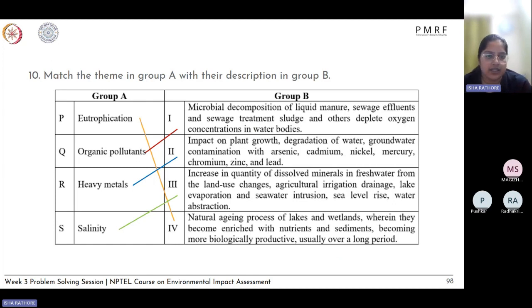Then heavy metals impact plant growth and degrade water, causing groundwater contamination with arsenic, cadmium, nickel, mercury, chromium, zinc, and lead. So these are heavy metals which affect the water bodies. And then salinity is an increase in the quantity of dissolved minerals in fresh water from land use changes, agriculture, irrigation, drainage, lake evaporation, seawater intrusion, sea level rise, and water abstraction. So salinity is an increase in the quantity of dissolved minerals. So S matches with 3.